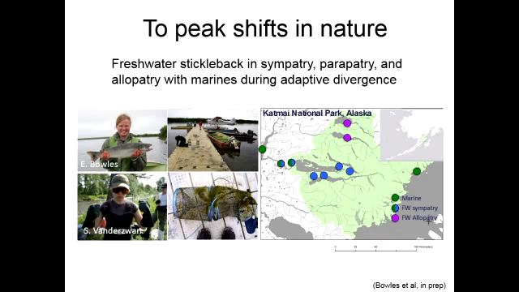So Ella Bowles, a PhD student in the lab, has been sampling stickleback in a very interesting setting in Katmai National Park, Alaska, where we find three-spine stickleback marine and freshwaters existing in sympatry, but also in allopatry with marine and freshwater counterparts. And Stevie van der Zwaan, who apparently looks ready for the grizzly bears that like to step on our traps up there, has been actually looking at covariation and phenotypes in these environments.